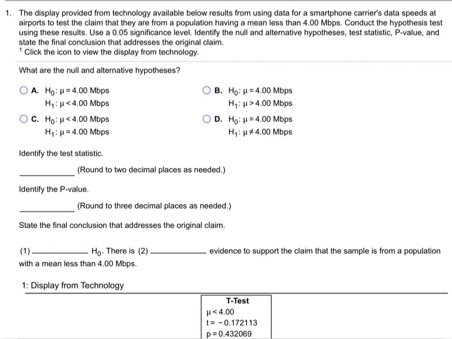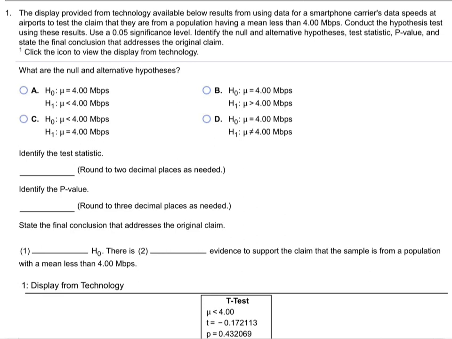They're just going to give us the output from the computer, from the calculator. So they just want us to deal with the words and the meanings of things. So the display provided, there's the answer from technology. So what do they want us to test here?